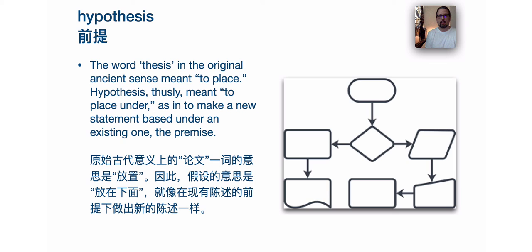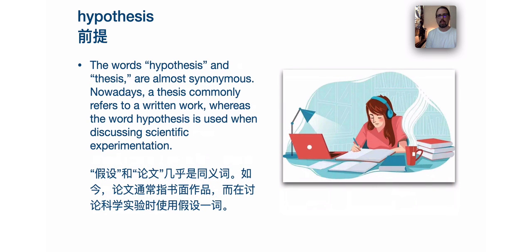The word thesis, in the original ancient sense, meant to place. So a hypothesis thusly meant to place under, as in to make a new statement based on an existing one, the premise. The words hypothesis and thesis are almost synonymous. So the root word here is thesis. Nowadays, a thesis commonly refers to a written work, whereas the word hypothesis is used when discussing scientific experimentation.